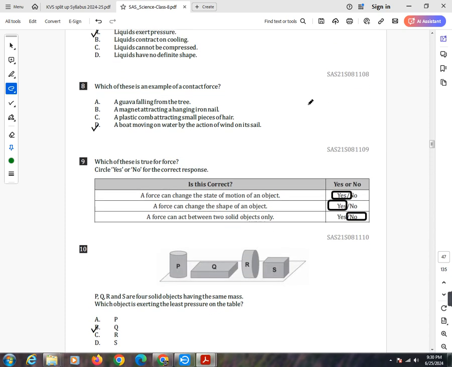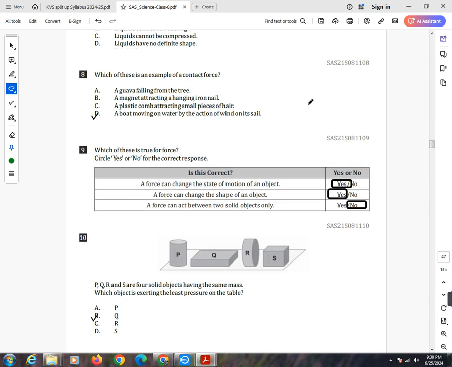Now look at question number 9. Which of these is true for force? Circle yes or no for the correct response. In column number 1, the first statement is: a force can change the state of motion of an object. So the answer will be yes. A force can change the shape of an object. The answer will be yes. A force can act between two solid objects only. So the answer is no.